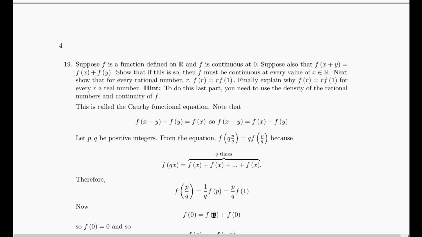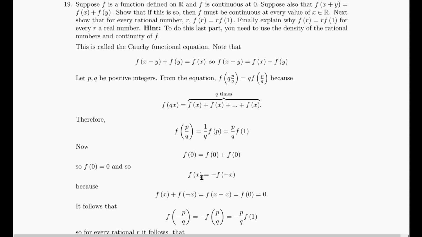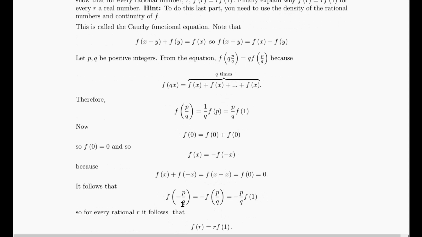Now, f of 0 is equal to f of quantity 0 plus 0. That's f of 0 plus f of 0. Subtract f of 0 from both sides, so f of 0 is 0. And so f of x is minus f of minus x. Why? Because if I add f of minus x to both sides, I get f of x plus f of minus x, which is f of x minus x. That's f of 0, and that's 0. Okay, so it follows that f of minus p over q is minus f of p over q, and that's minus p over q times f of 1.